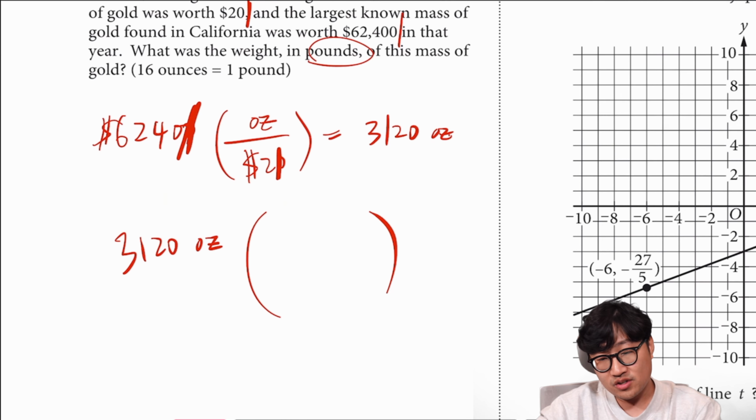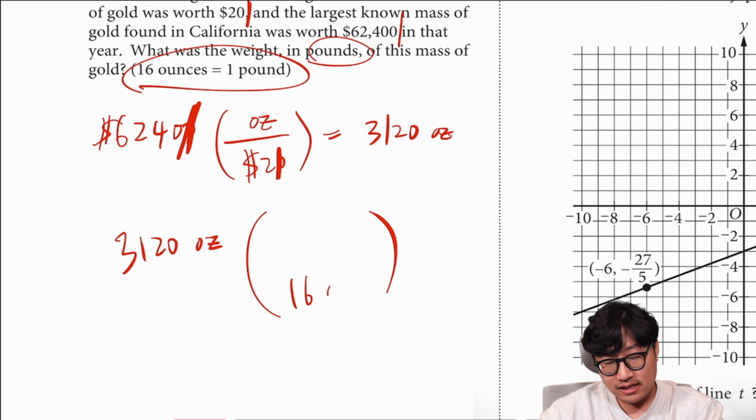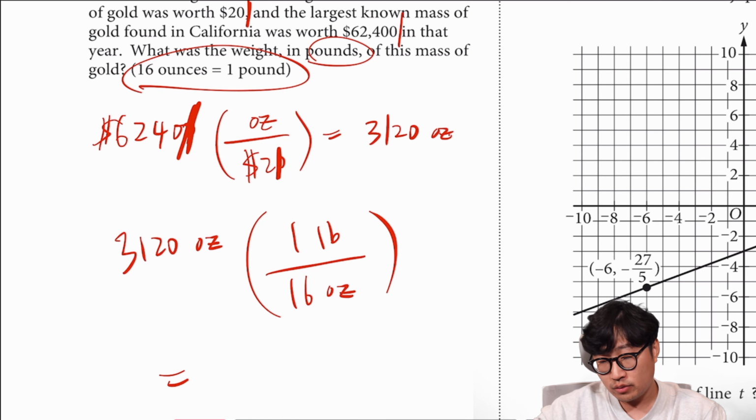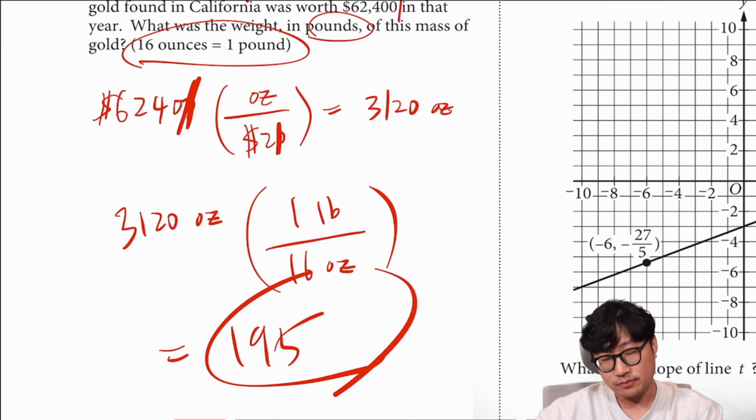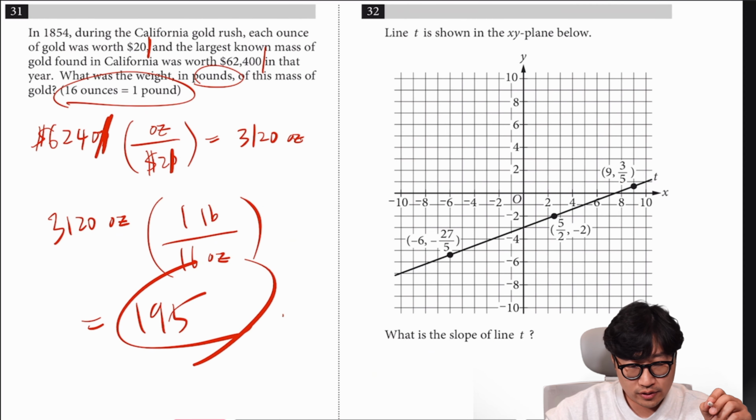So do that conversion they gave you right there. 16 ounces is 1 pound, right? And so you just simply do 3120 divided by 16. Just use your calculator and it's going to give you 195 pounds. All right, number 32, line T is shown.